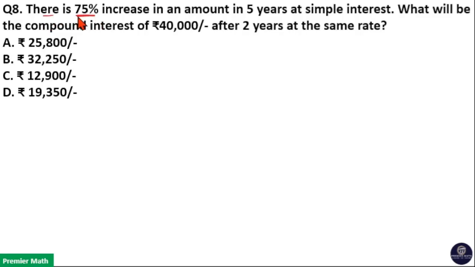There is a 75% increase in amount in 5 years at simple interest. What will be the compound interest on rupees 40,000 after 2 years at the same rate? Here, for 5 years, the increase is equal to 75%. Then for 1 year, the increase is equal to 75 by 5, that is 15%.